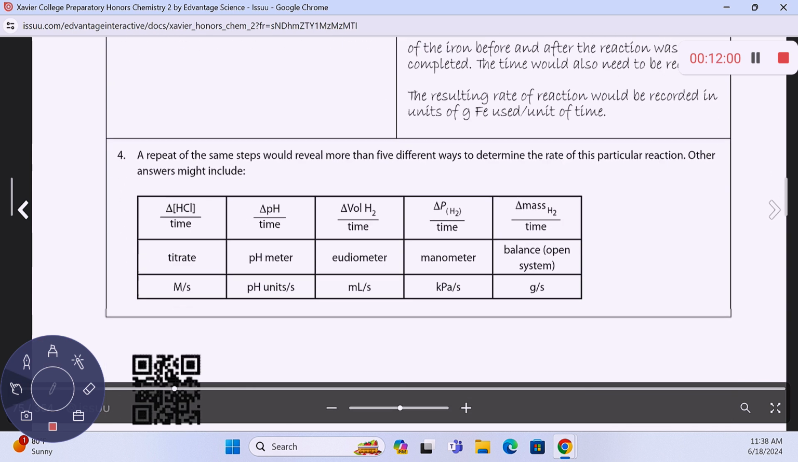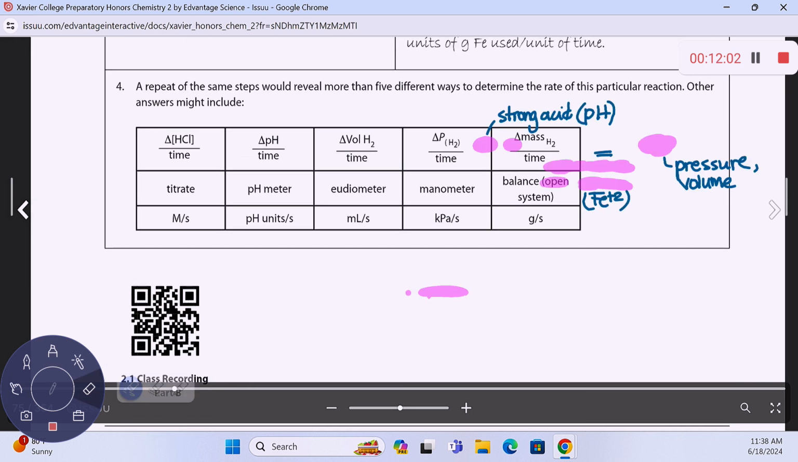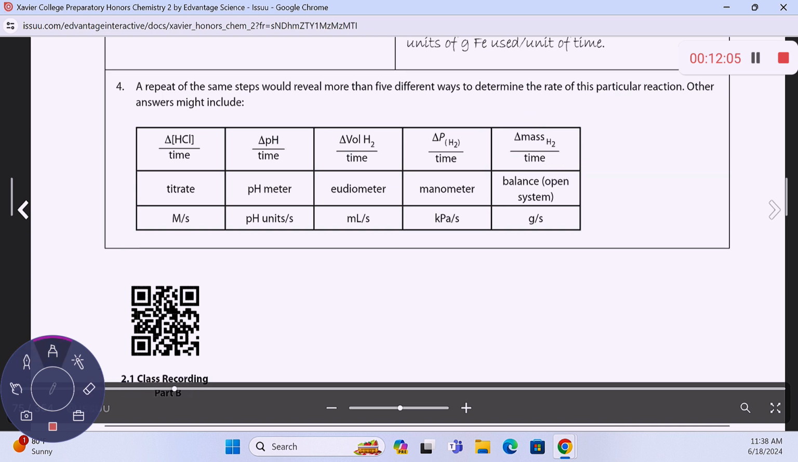Okay, now, they've outlined a few things for you down here. Could have measured the change in concentration of the acid over time with a titration. We mentioned change in pH over time. We would use a pH meter. We also mentioned the change in the volume of the hydrogen gas over time. You would use a eudiometer to do that. The change in pressure of the hydrogen gas over time with a manometer. Or the change in mass as the hydrogen gas leaves, you'd have to do that on a balance. It would have to be an open container, okay? Okay, let's turn the page.